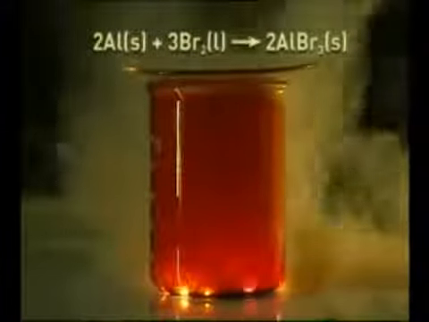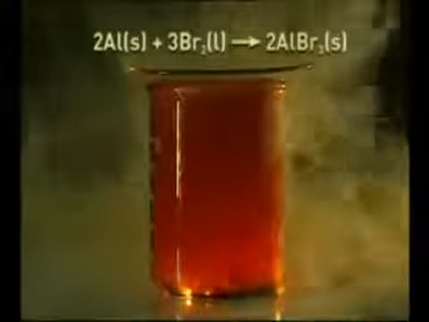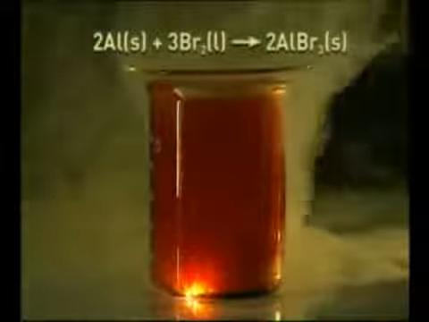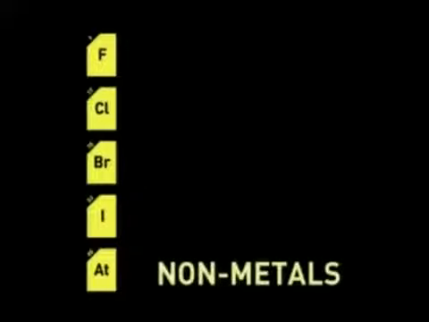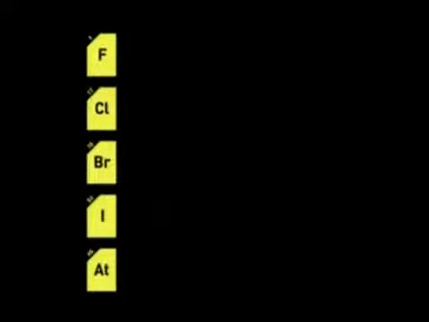For example, if we bring bromine in contact with aluminum, the oppositely charged aluminum and bromide ions stick together to form aluminum bromide. All of the halogens are nonmetals, which means they are poor conductors of heat and electricity. All react similarly with hydrogen and with the alkali metals.